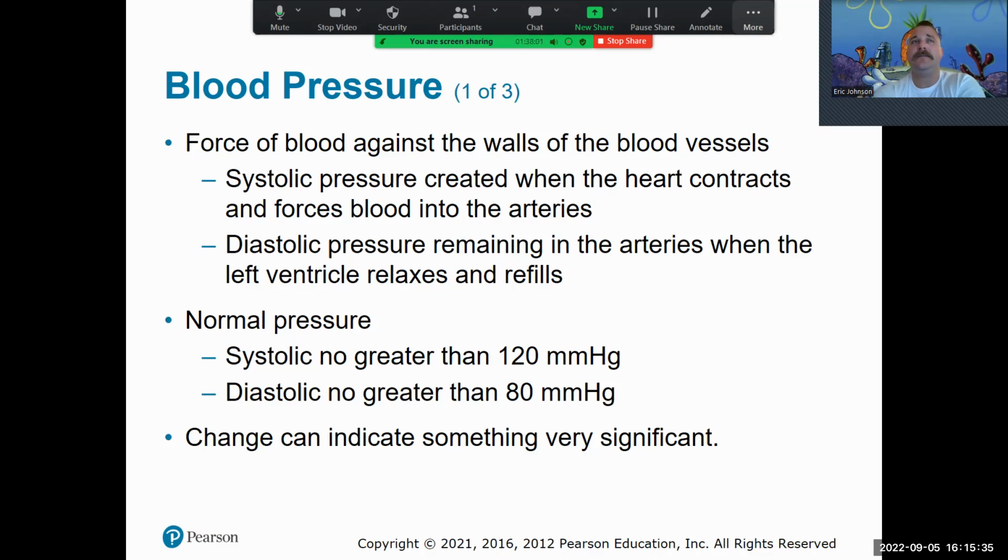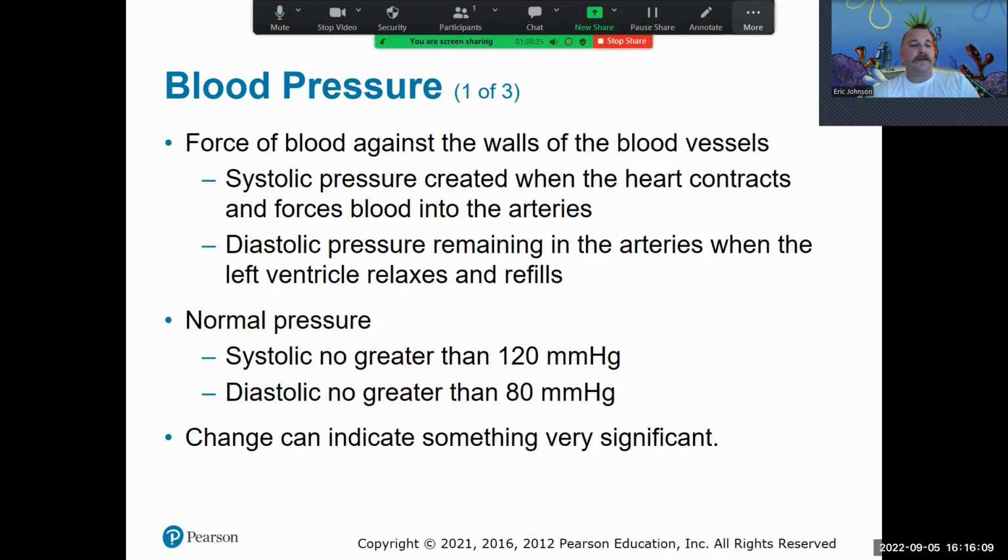I hate reading word for word off the PowerPoint, but it truly is the best way to describe it. The systolic blood pressure is the amount of force that it takes to push blood into the arteries from the heart and circulate throughout the rest of the body. So when we look at things, the systolic number is the top number, and then the diastolic is the amount of pressure that remains in the arteries when the heart is refilling itself. So the left ventricle is relaxing, it's allowing blood to flow back in.